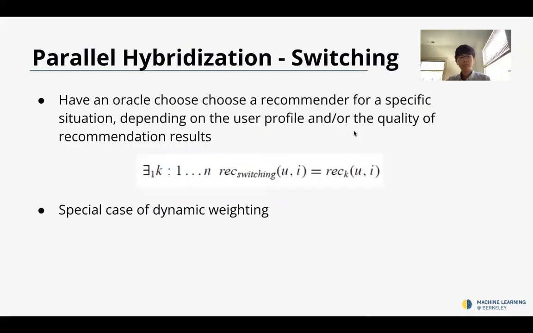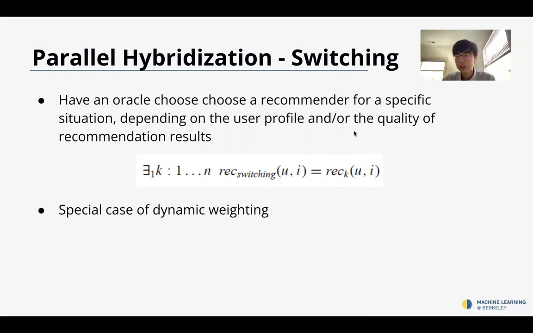You can also do what's called switching, where you have a so-called oracle model choose a recommender for a specific input. So it basically looks at the input and decides which recommender is best able to handle this data. The oracle is also performing a classification task, but you can see why this classification task is significantly easier than the classification task in each of the recommenders, right?